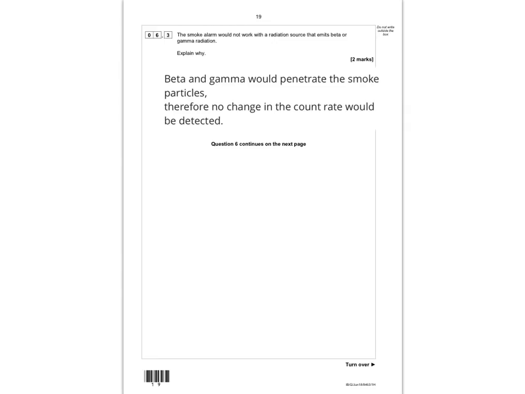So the first mark for this question is for saying beta and gamma would penetrate the smoke particles. And the second mark is saying therefore no change in the count rate would be detected, and that is why the alarm would not sound.